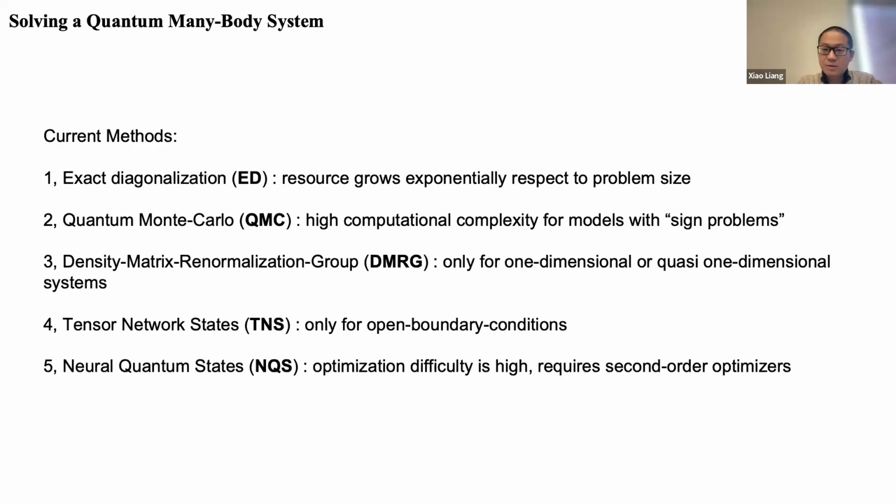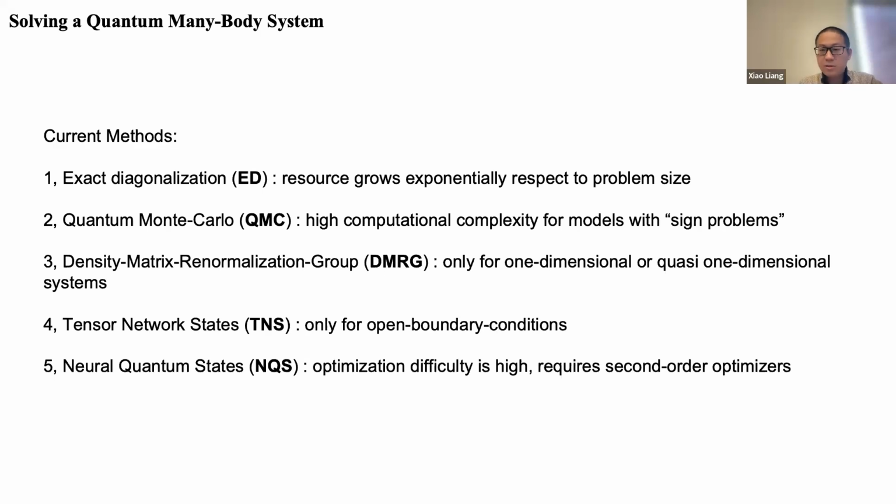And the density matrix renormalization group, the DMRG, works for one-dimensional or quasi-one-dimensional systems. For two-dimensional systems, especially with periodic boundary conditions, the DMRG has too high complexity. The tensor network state, TNS, has high precision, but the complexity for periodic boundary conditions is too high.